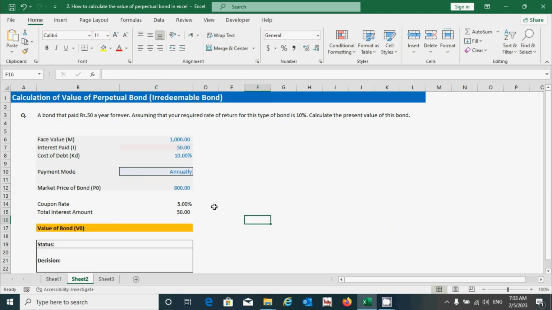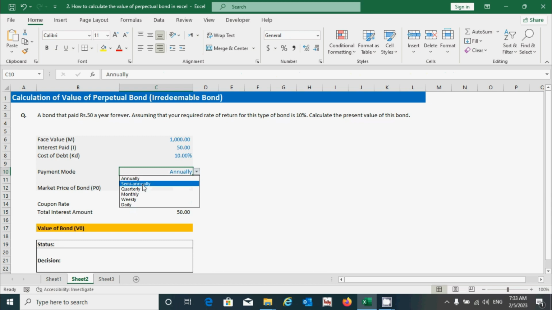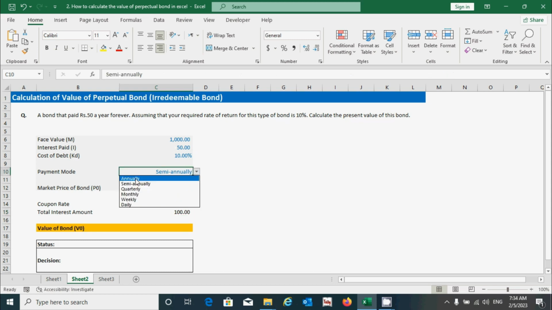Alright, you can see this. The total interest amount is 50 rupees. Why? Because the payment mode is annually. If I change the payment mode from annually to semi-annually, it will be affected here. You can see 50 rupees times 2, which is 100. Okay, now I'm going to keep the payment mode annually.